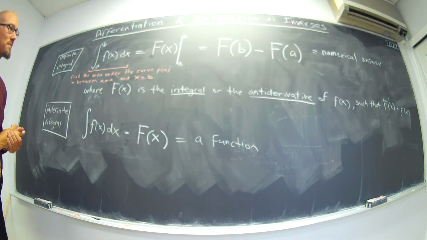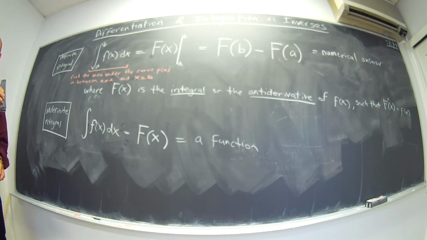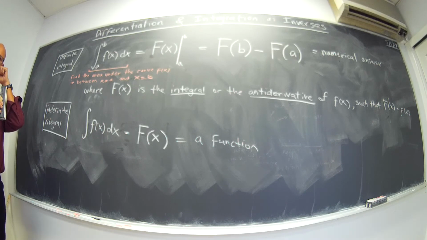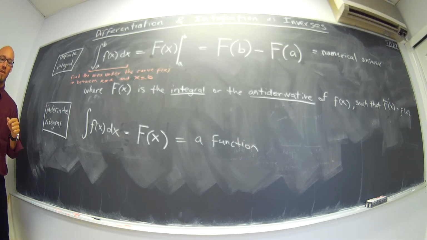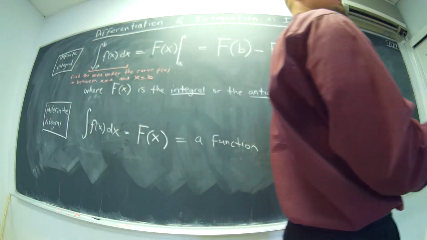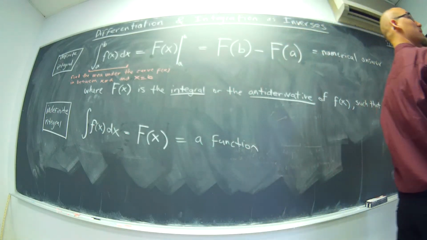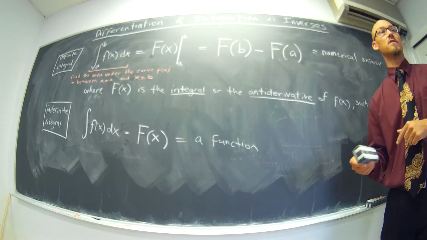Wait, distance, velocity, and then acceleration? Yes. So distance: I walk a distance. The rate of change of my distance is the velocity. Distance, velocity, acceleration. And then the rate of change of my velocity is my acceleration. It's all rates of change.